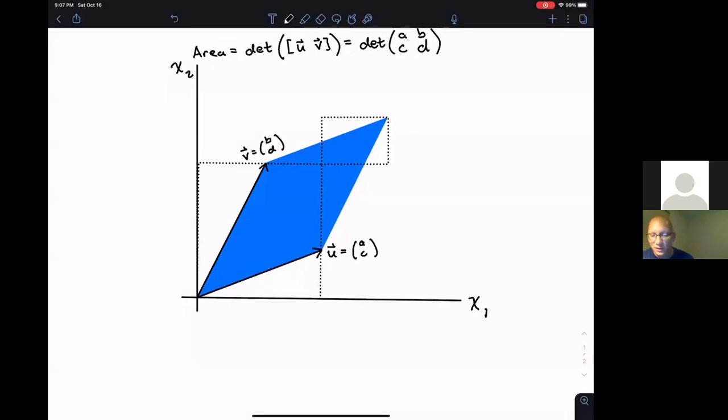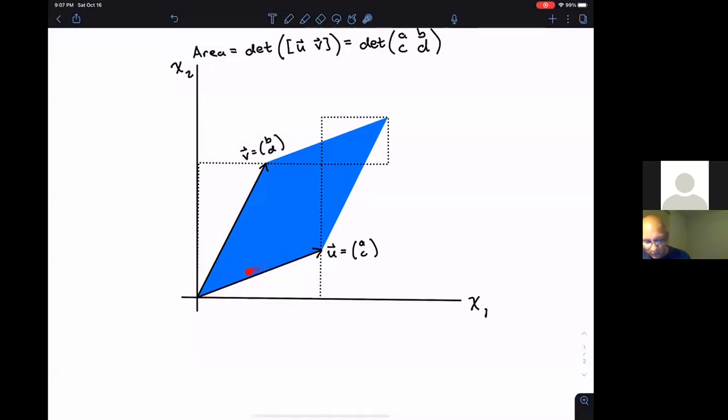Hey folks, in this video, I'm going to show you the relationship between the area of a parallelogram and the determinant of a 2x2 matrix. We saw in class that the area of a parallelogram can be found by calculating this determinant, but it wasn't so clear why that connection held. So I'm going to set this up.